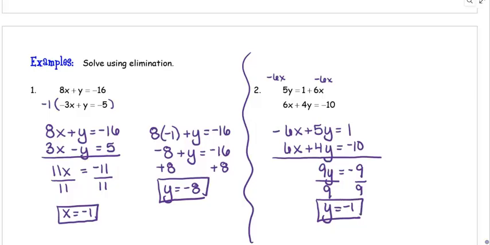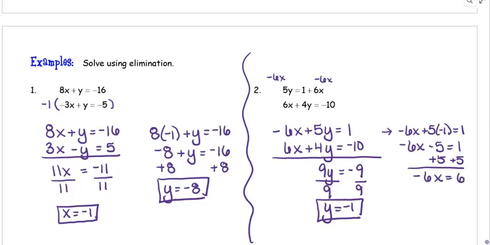Now I want to figure out what x is going to be equal to. So I'm going to take that -1 and plug it into one of the equations. Plugging it into this first one here, I have -6x plus 5 times -1 is equal to 1. That's -6x minus 5 is equal to 1. I can add 5 on both sides, which will give me -6x is equal to 6. And if I divide both sides by -6, I'll see that x is equal to -1. So x is -1 and y is equal to -1 as well.